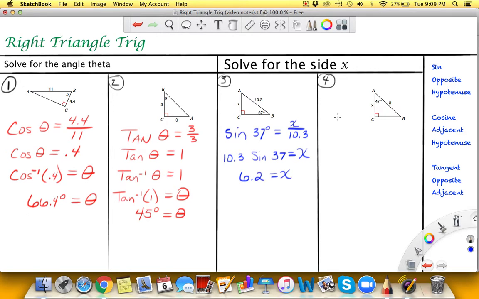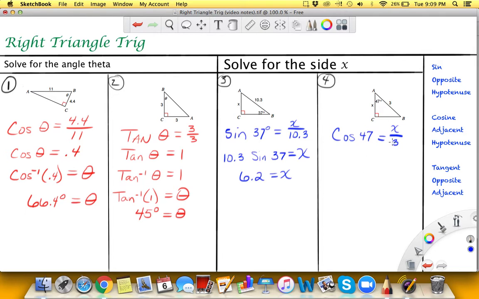Now in example 4, it's set up a little different. Notice we have this 47-degree angle A, and we have segment AC, which is adjacent to angle A because it's touching it. And then we also have the hypotenuse. We know this is the hypotenuse because it's directly opposite the 90-degree angle. So in this case, we have adjacent over hypotenuse. So we say the cosine of 47 degrees is equal to x, which is the opposite, adjacent side, my apologies, over 3.